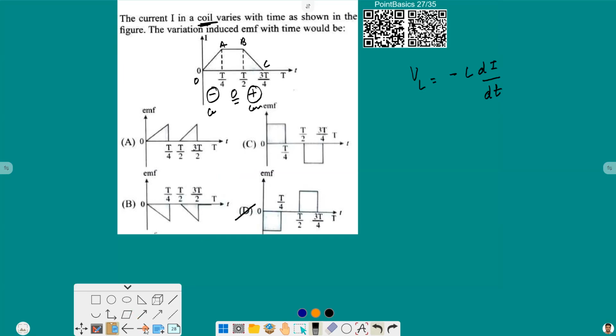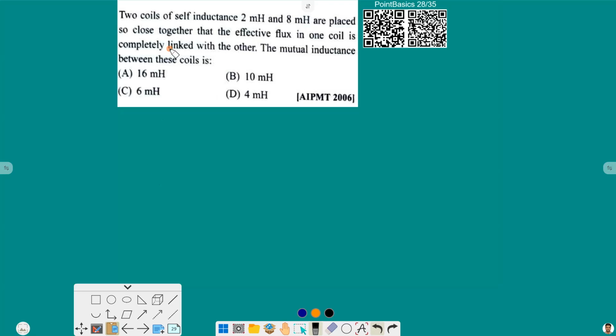Let's move to the next one. Two coils of self-inductance 2 and 8 millihenry are placed together so that the effective flux of one coil is completely linked with another coil. Find the mutual inductance of these two coils. If we have the self-inductances of two coils, then their mutual inductance is given by K root L1 into L2, where K is the coupling constant. As it is mentioned that there is complete coupling, we can say K is equal to 1.